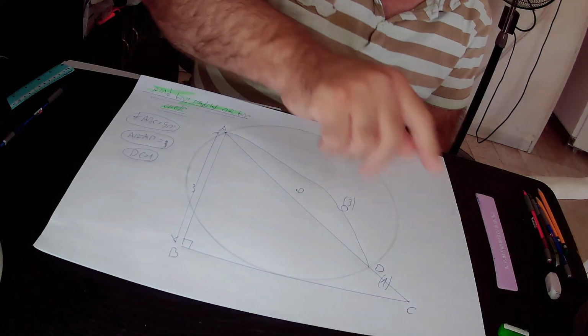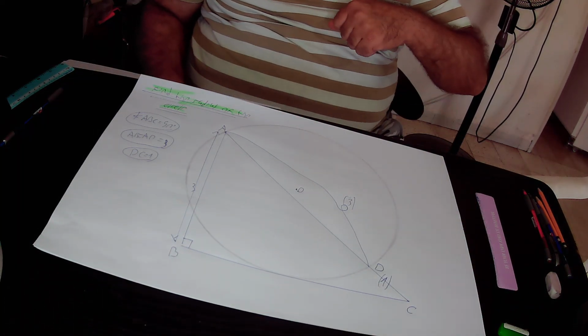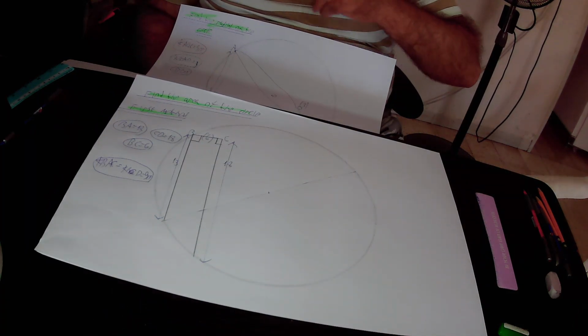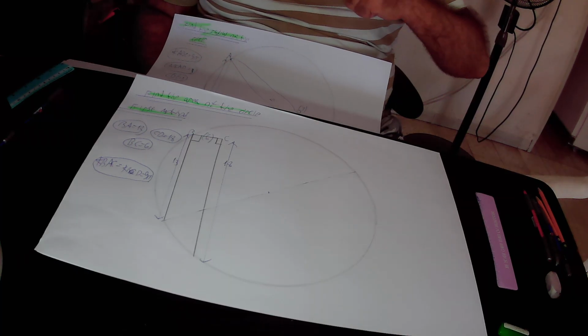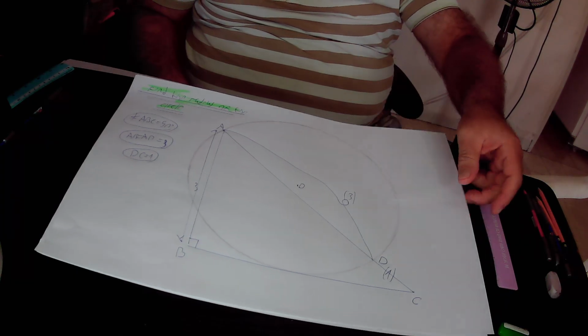And now in this lecture we'll answer two questions. In the first question we'll find out the radius of this circle, and in the second question we'll find out the area of this circle using two different methods. So we'll start with the first question.